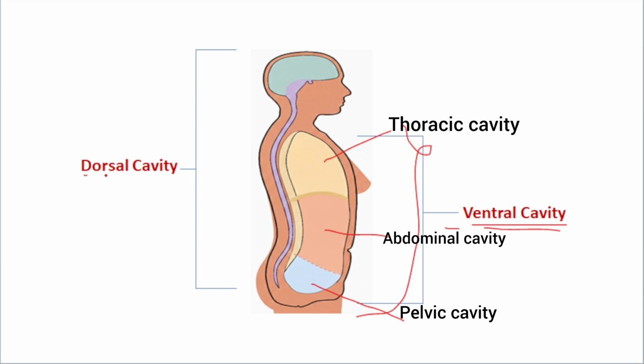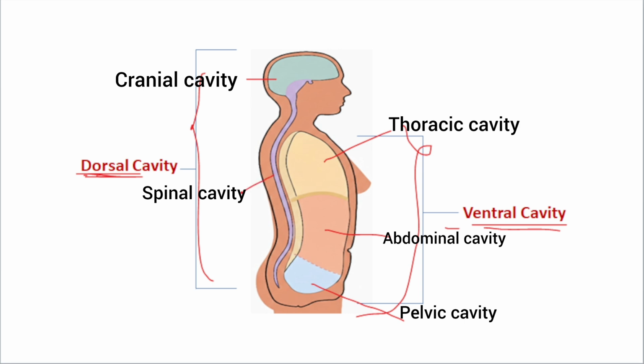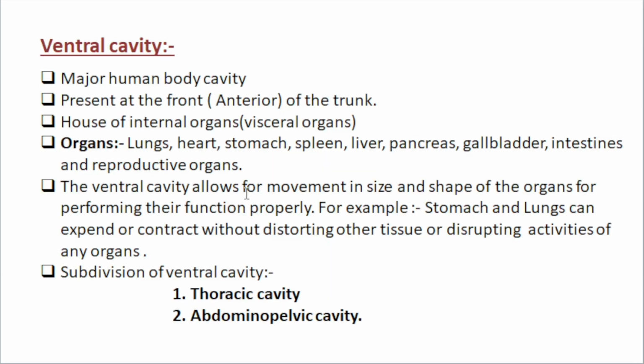Then the second cavity, the dorsal cavity. Dorsal means the back side of the body, so the cavity present in our back side is called the dorsal cavity. This dorsal cavity is also composed of two cavities: first, the cranial cavity, and second, the spinal cavity. The skull portion is called the cranial cavity and the spine portion is called the spinal cavity.